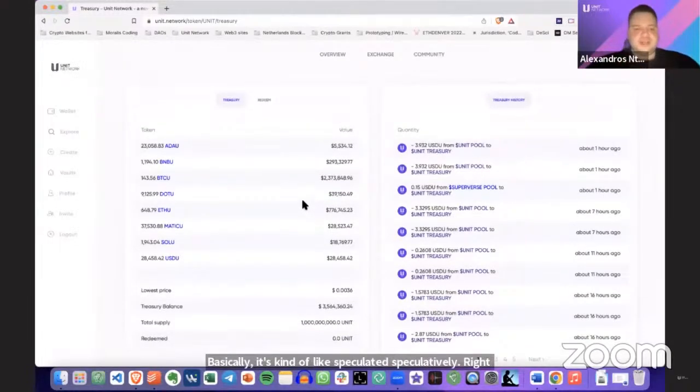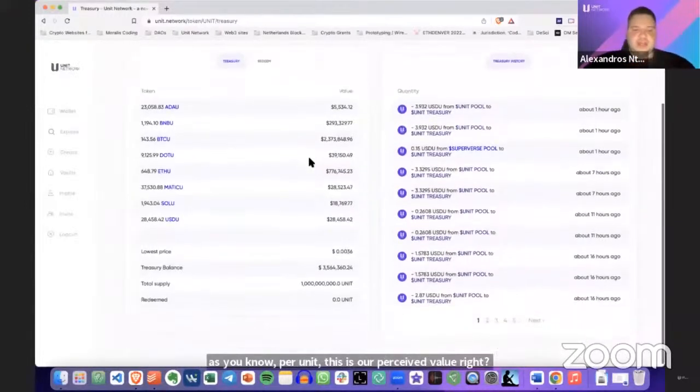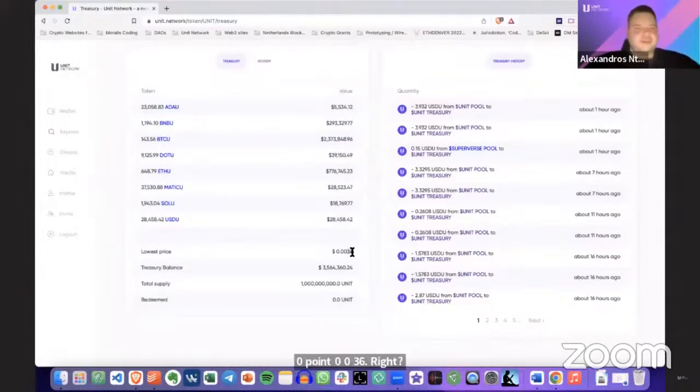What happens with unit is that although our unit token is worth 0.49 now, as you know, per unit, this is our perceived value, right? But because of our treasury, even if all of this would go to zero, our own token would never go to zero, but it would go to 0.0036, right? So this is 3 times lower than 1 cent. So it would never go to zero.